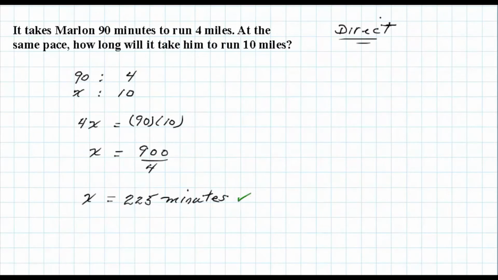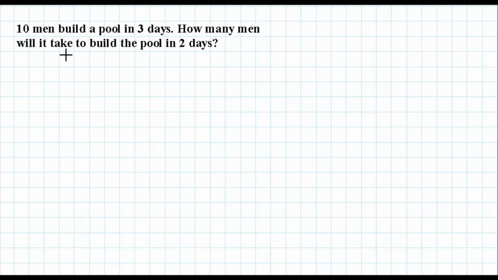All right, let's take a look at another problem. It says 10 men build a pool in 3 days. How many men will it take to build the pool in 2 days? So we're talking about the same pool, right? And so 10 men build this pool in 3 days. Now, this is an example of an indirect ratio.